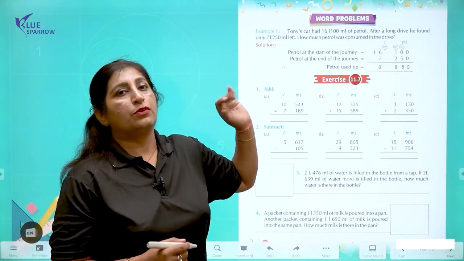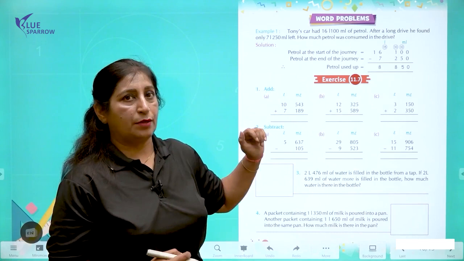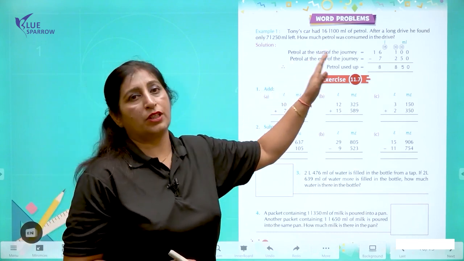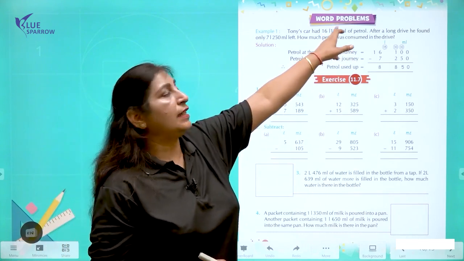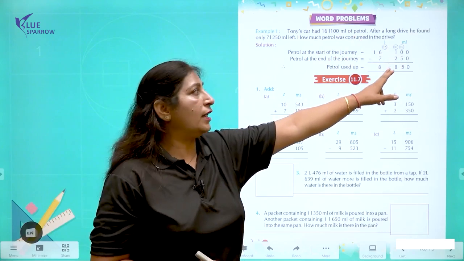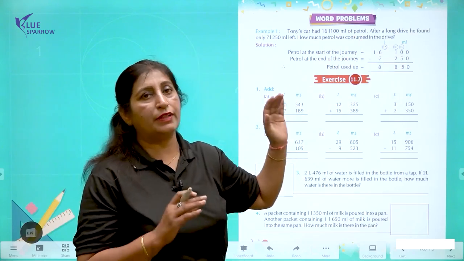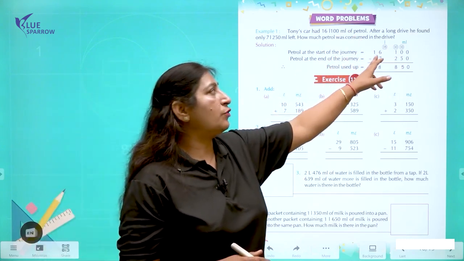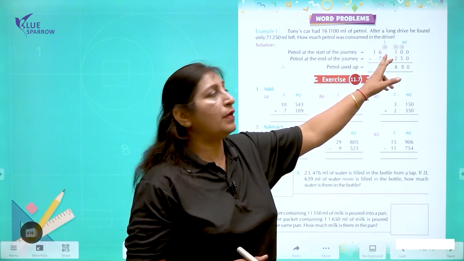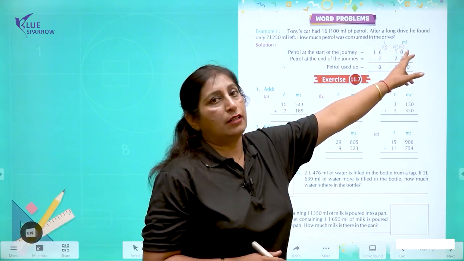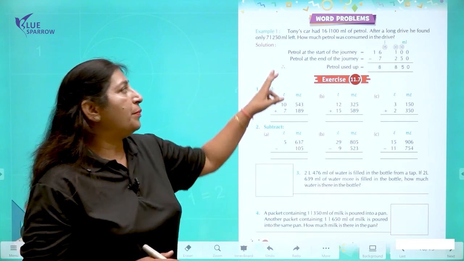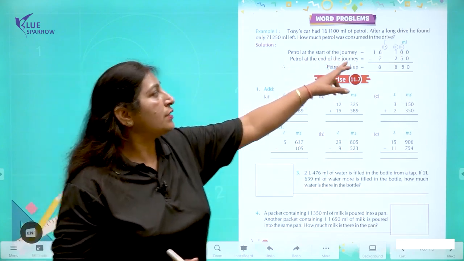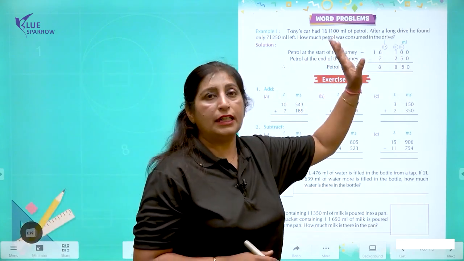The word problem would be solved as follows: firstly we would write the statement for it. Petrol at the start of journey equal to 16 liter 100 milliliter. Again it is written in the proper columns of liter and milliliter. 16 would be written under the liter column and 100 would be written under the milliliter column. And petrol at the end of journey equal to 7 liter 250 milliliter.